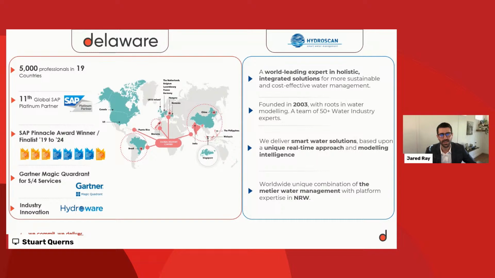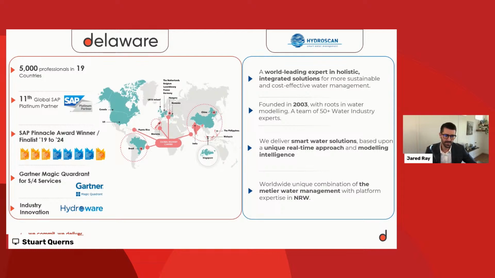Delaware is one of only 11 platinum partners for SAP globally, and we're organized by industry vertical. The team here today represents the energy and utilities vertical, but we also serve aerospace and defense, automotive, chemicals, manufacturing, and mill products, to name a few.